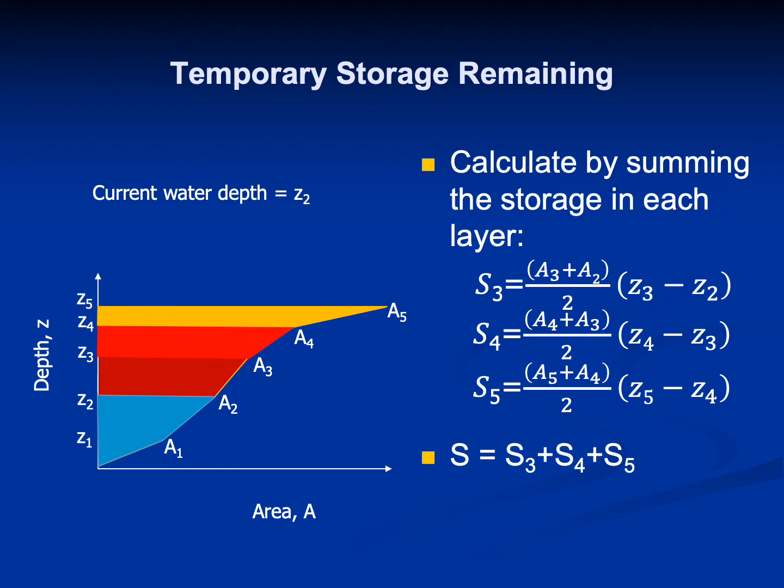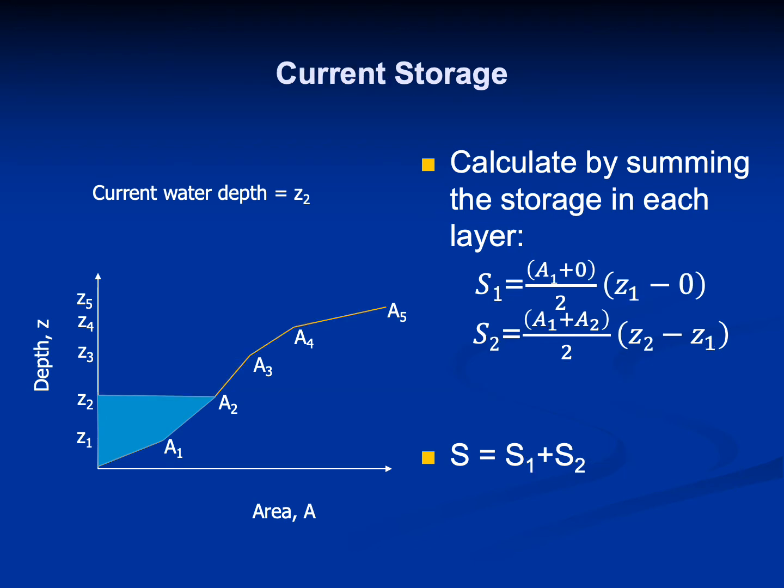Please note that it is necessary to calculate the storage of each layer separately and sum. If you try to average all of the areas and multiply by the overall change in depth, you will not get the same answer. This example demonstrated the storage capacity remaining in the wetland. If you want to know the current volume of water stored, you would perform the calculation for the first two layers in blue, as shown here.